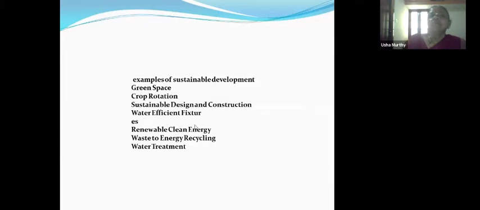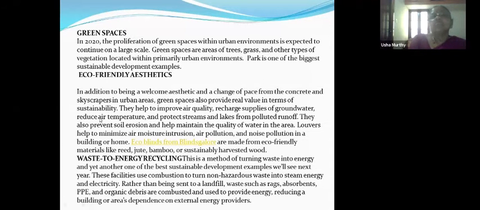Then what are the examples of sustainable development? Examples are: go for green spacing, go for crop rotation, go for sustainable design and construction, go for water efficient fixtures and renewable clean energy, waste to energy, recycling, water treatment, water treatment facility. So these are all very green spaces. Everybody knows that. Actually, they say that 30% of the area in any of these buildings should be reserved for green spaces.